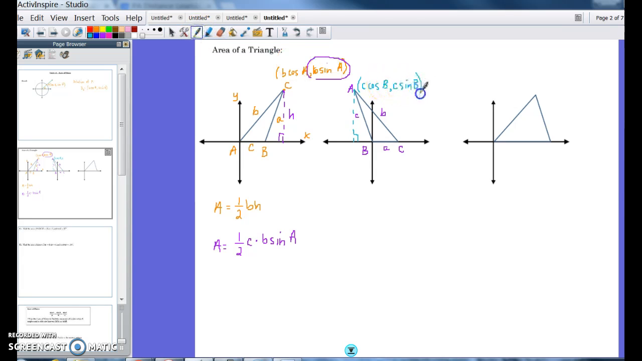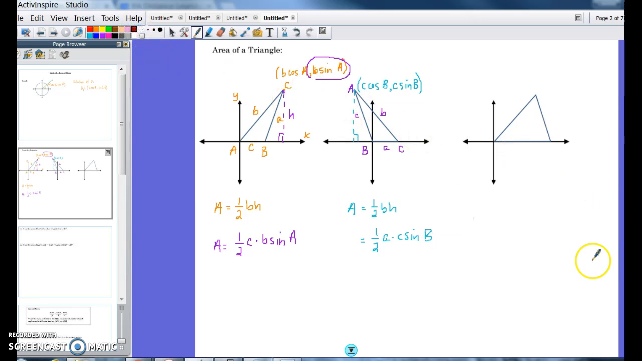sine of B. And so when you're doing the area here, the area of the triangle is going to be 1/2 your base times your height. In this case, your base is A. And your height, which is the y-coordinate of point A, would be C sine B.